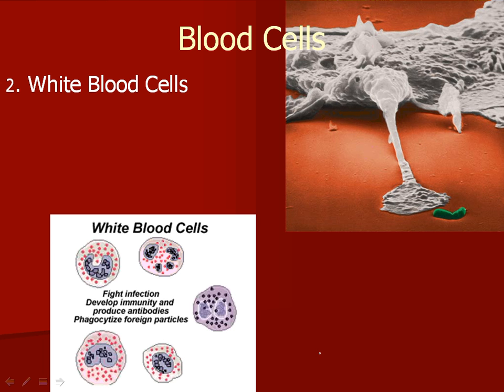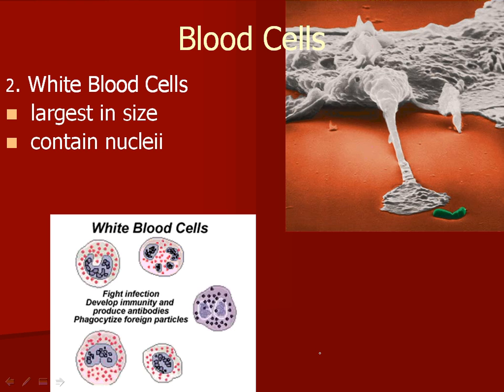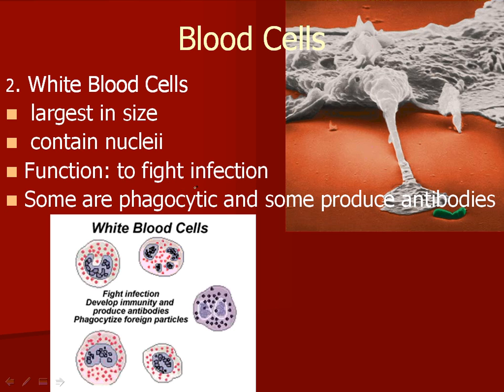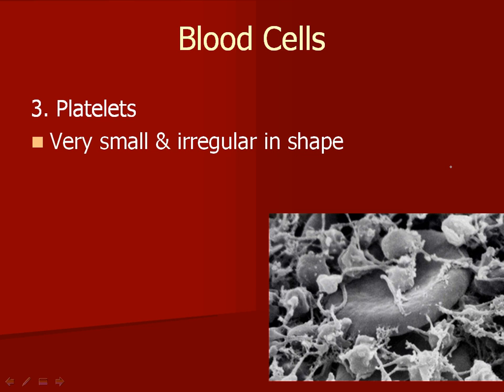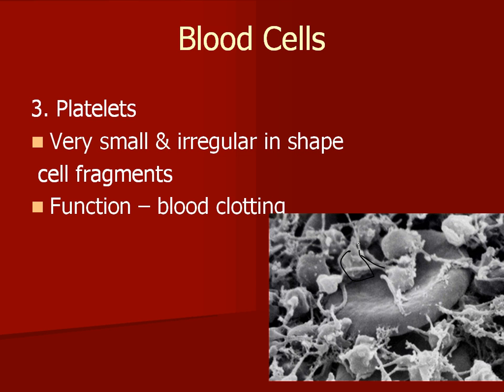All right, so white blood cells, quick and easy. They're largest in size. They contain nuclei, unlike the red blood cells. And finally, they fight infection by two things. They either engulf it through phagocytosis, or they produce antibodies, which target foreign substances for destruction. Platelets, we're going to get into quite a lot of detail in a minute. Very small, irregular shape, as you can see. They're not these perfectly round things. And what they're going to be doing is they're going to be involved in blood clotting.